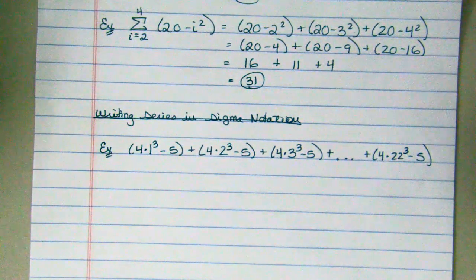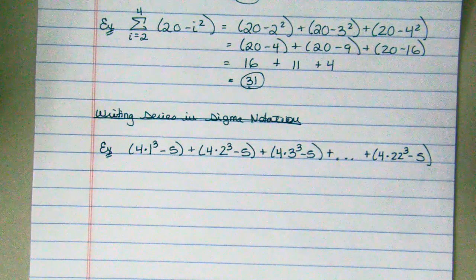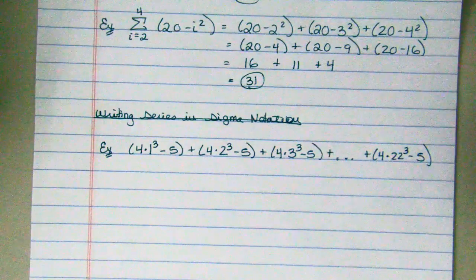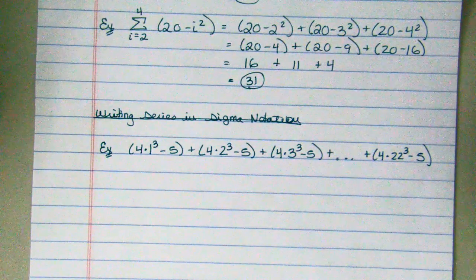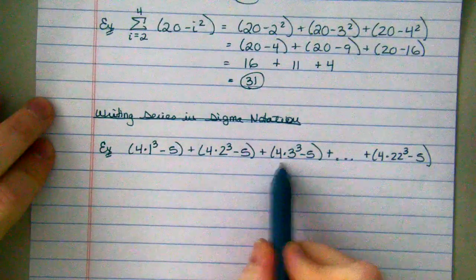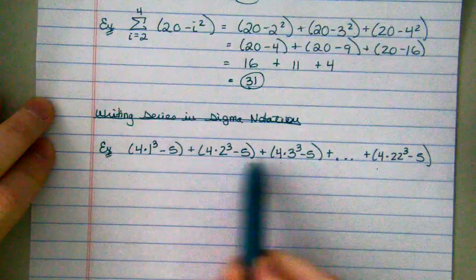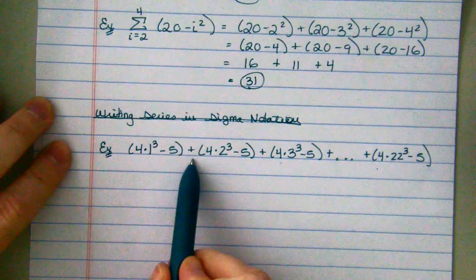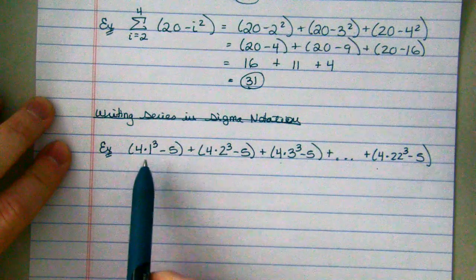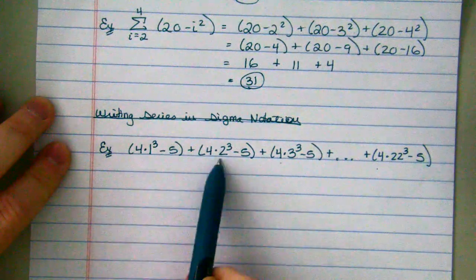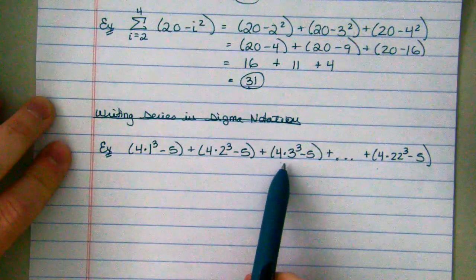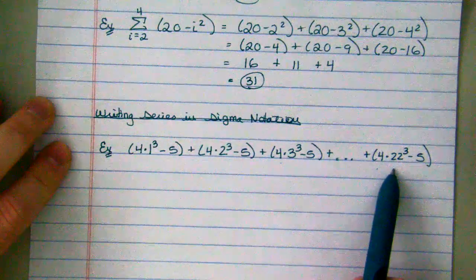So I want to write this in sigma notation. And the first thing I'm going to have to do is look at these problems and try to notice what is changing. Every single one of these problems has a 4 in it, has a cube in it, and has a minus 5 in it. And the only thing that's changing is what I'm cubing. I'm cubing 1, I'm cubing 2, I'm cubing 3, and so on until I cube 22.